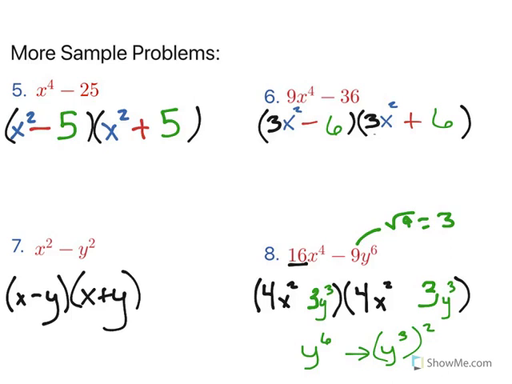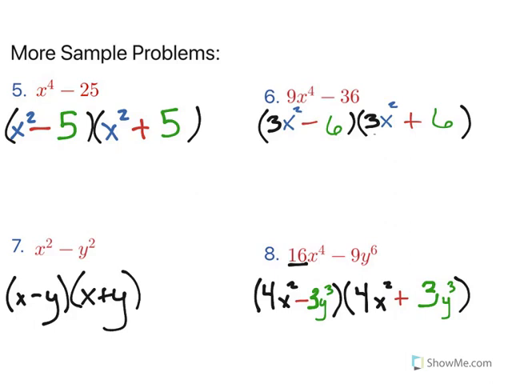If we were to multiply those, y to the 3rd power times y to the 3rd power, you would add the exponents and get your y to the 6th power. Lastly, we need to put in our alternating signs, subtraction and addition. And of course, we're always going to check our work.